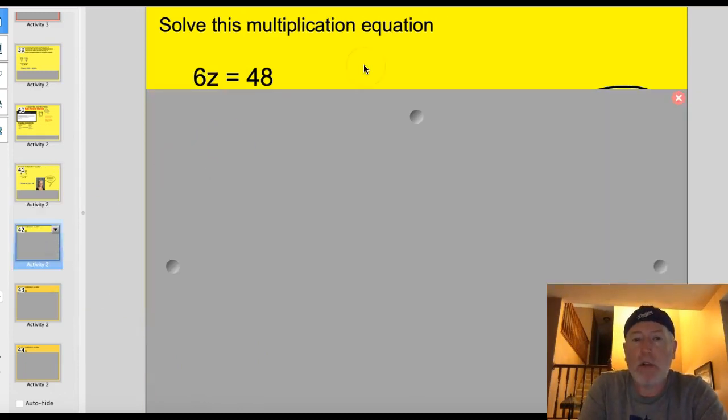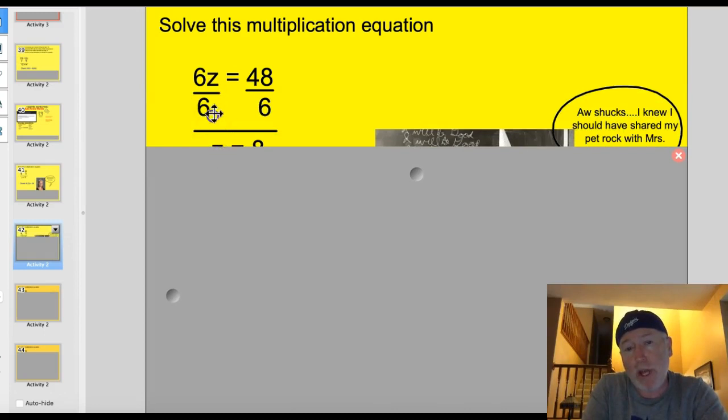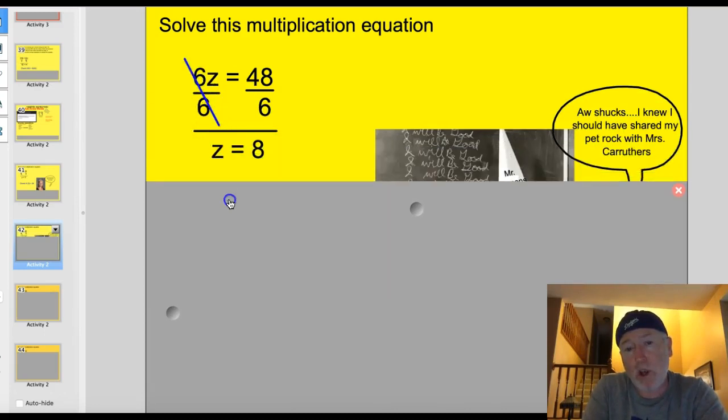All right, solve this one here. We have 6z equals 48. Well, how are we going to get z by itself? We have to undo the 6 times z. We undo that multiplication by division. And when we do that, these 6's will cross off. We have 48 divided by 6, z equals 8. This is a nice, clean little operation.